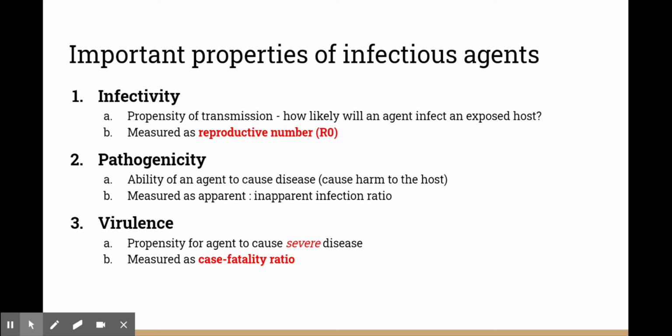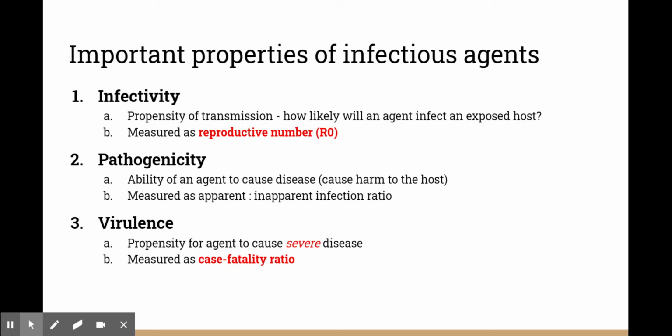Infectivity of an infectious agent is basically how likely the infectious agent is to spread. How likely is the agent to infect a host that has been exposed? This can be measured as the basic reproductive number, and I'm going to come back to that in a second.